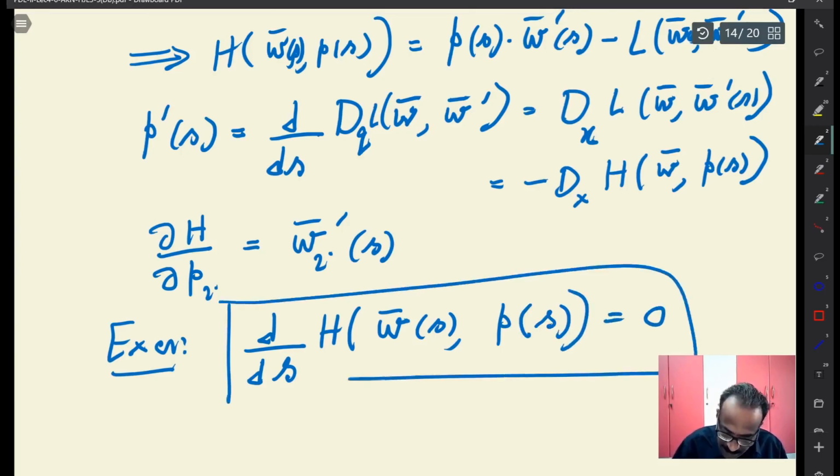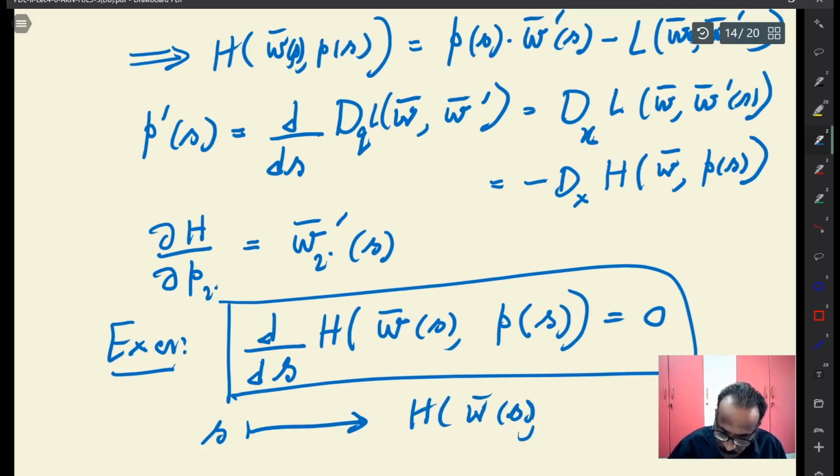So that S going to H of W bar of S, P of S is constant. Okay, so you have that equation.